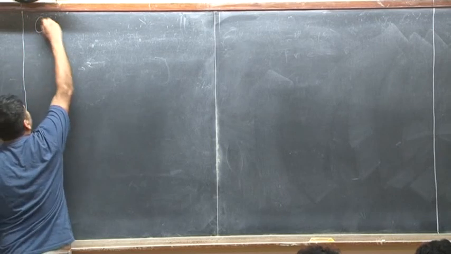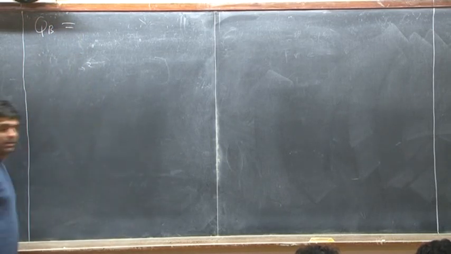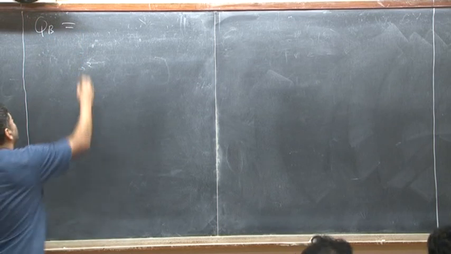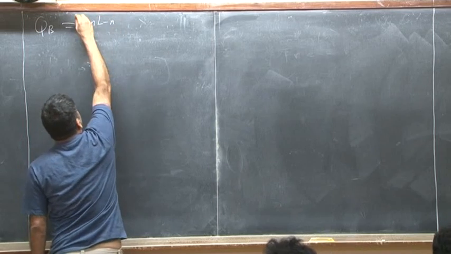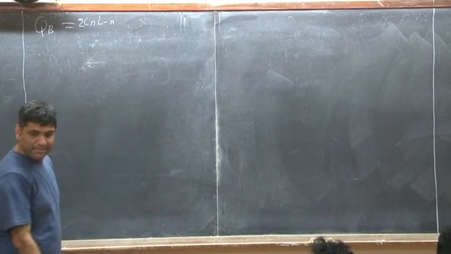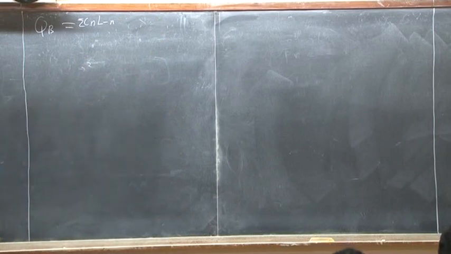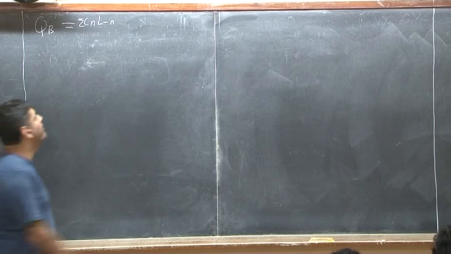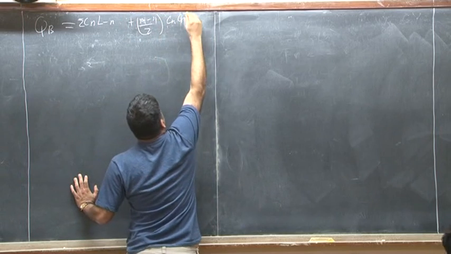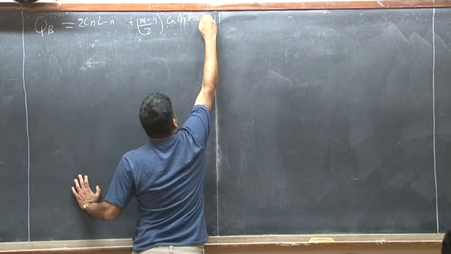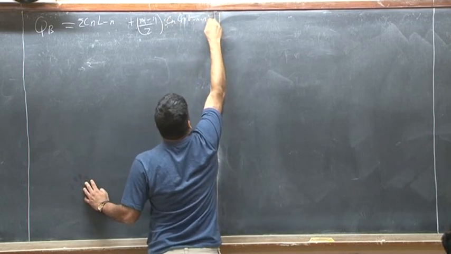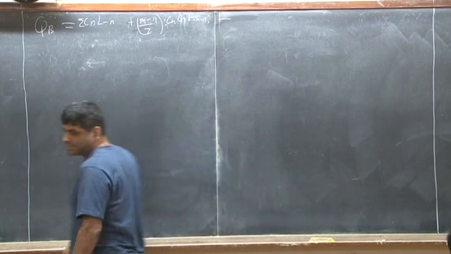First, I'll remind you the formula for Q_B, the BRST charge expanded in oscillators. We get C_n L_{-n}. I'm just writing down the holomorphic part again. There's a corresponding antiholomorphic part. Plus (m-n)/2 C_m C_n B_{-m-n}. No, actually no. Minus C_0.